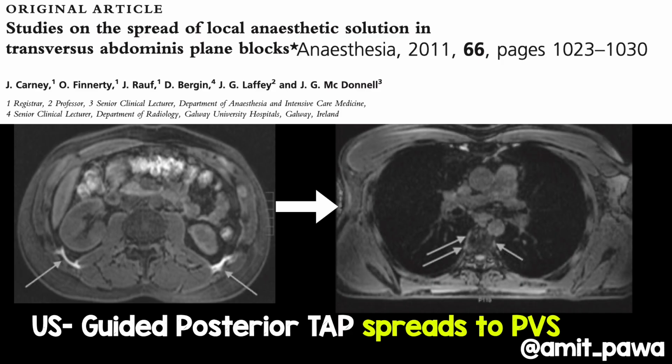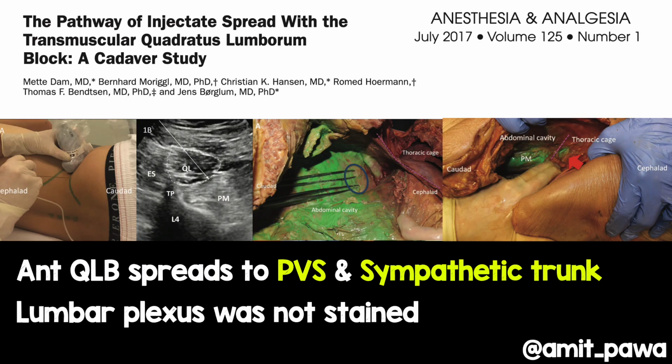And here's another paper where we saw that an ultrasound-guided posterior TAP block actually led to local anesthetic spreading via the fascia into the paravertebral space. And there's a whole host of potential explanations for why that might happen. Here's another paper now where they did an anterior quadratus lumborum block, and they showed that local anesthetic spread in this area spread all the way up to the paravertebral space and to the sympathetic trunk. And interestingly, the lumbar plexus was not stained, and that's something that people often talk about with an anterior QL block. They're worried about local anesthetic blocking the lumbar plexus. So if you get it in the right plane, maybe that doesn't happen.